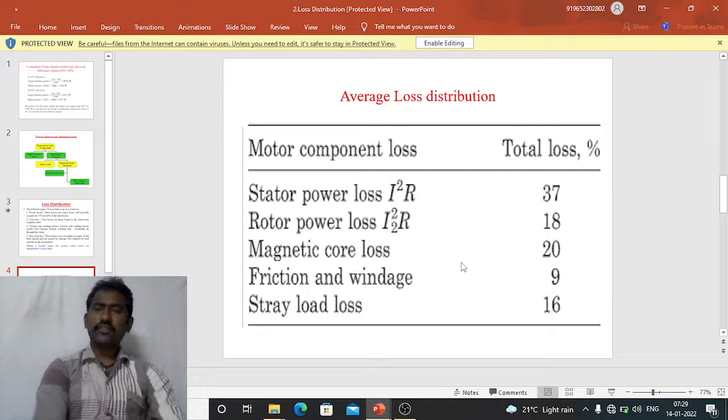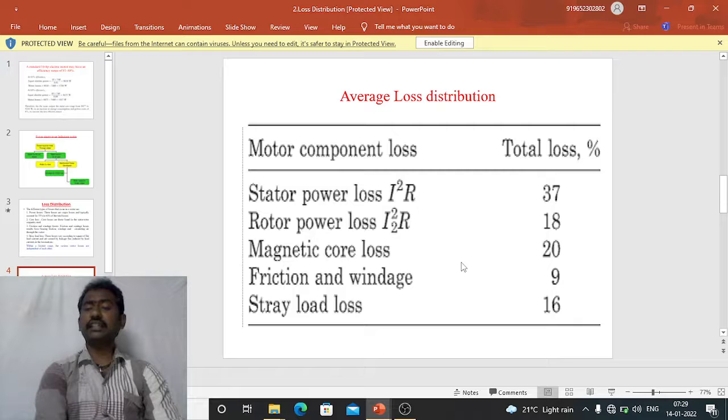For a motor, the percentages of the losses in the motor components are: the stator copper losses are nearly 37%, the rotor copper losses are nearly 18%, the magnetic core losses are nearly 20%, the friction and windage losses are nearly 9%, and the stray load losses are nearly 16%.